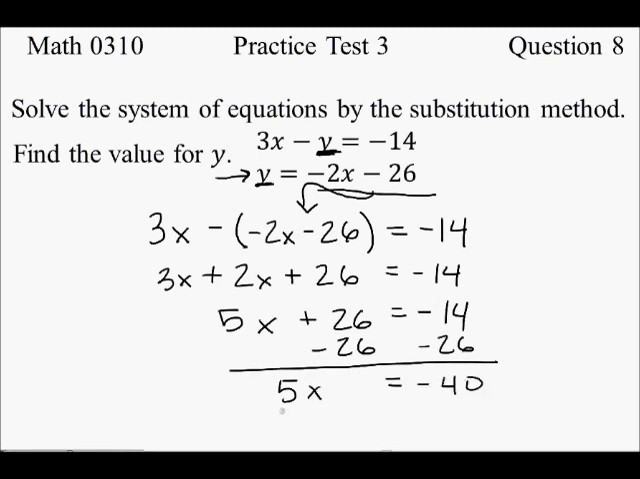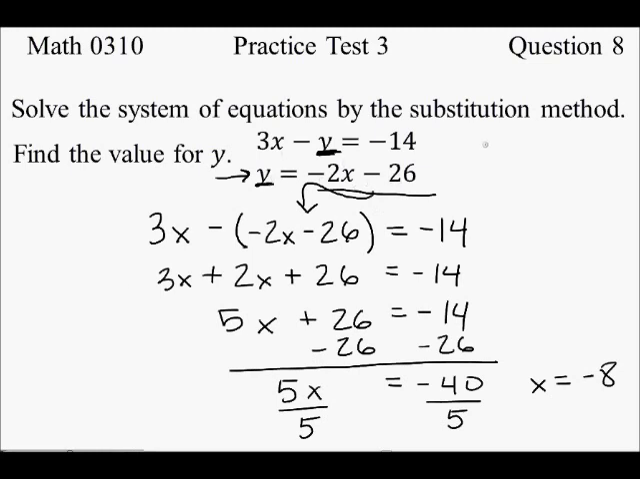And now to solve for x we need to divide by 5, since that's 5 times x. And so we're left with x equals 40 divided by 5, which would be 8, and since it's a negative divided by a positive, we get a negative 8 there. And so now let's look back at our substitution equation. We should be able to figure out what y is.